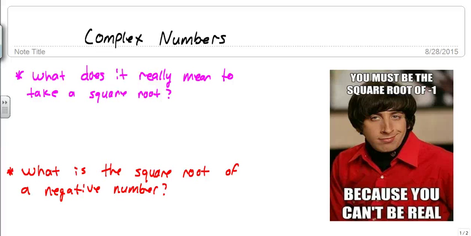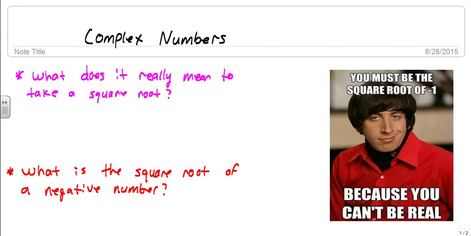Up until this point, you've dealt with real numbers, numbers you use every day in life, like money and decimals and fractions and counting numbers and all that good stuff. Now we're going to start talking about complex numbers. The complex numbers are a whole new set of numbers. It includes real numbers, but it also introduces imaginary numbers.